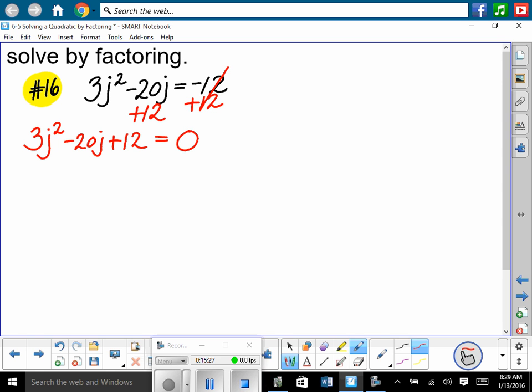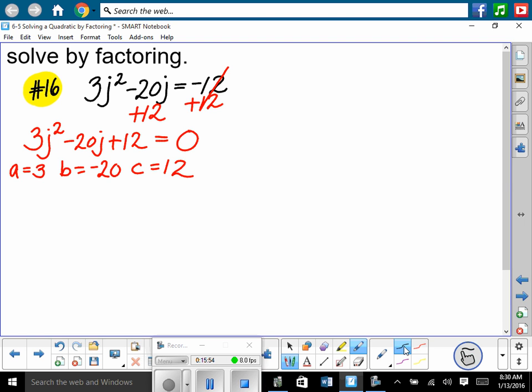So now we look and say, is there anything in common in all three terms we can factor out? No, right? Because 20 doesn't divide by 3. But if it did, you could factor out a 3. Okay, so now we're going to continue. I'm going to write down what A is, which is 3. B is in front of j, so negative 20, and my C value is 12. Is anybody confused on where I got these? If so, I'll explain. Or are we all good at this point with those?